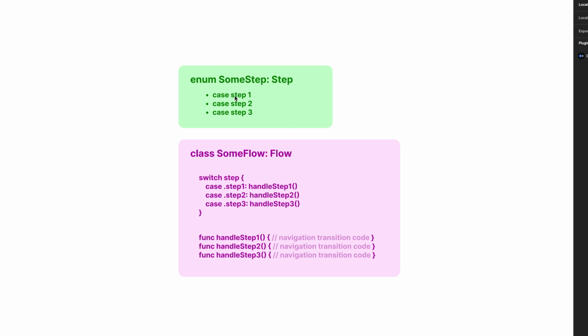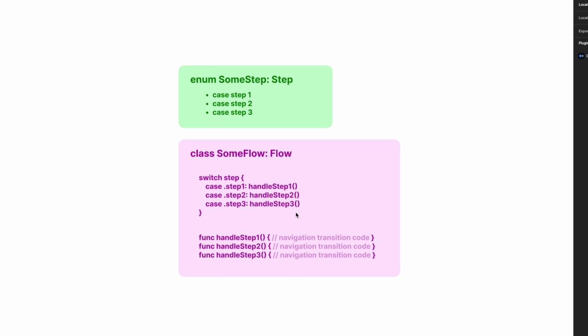One step is one action you can do with your flow object. For example, one step can be something like show me this screen, or initialize another sub flow object, or end this current flow object and move control to the super flow object.